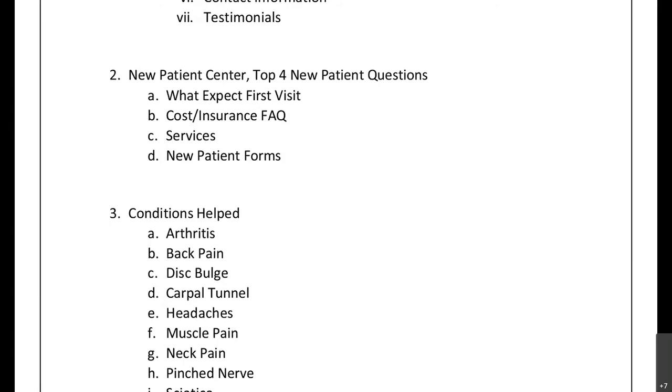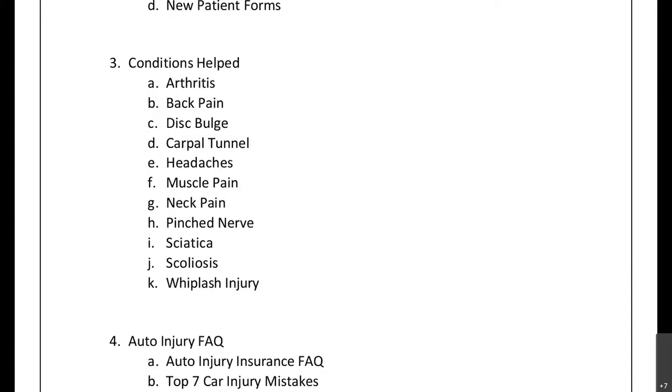Even if you just left this out of this category, the tab right next to it is the cost insurance FAQs. What to expect on your first visit, the services, new patient forms, that's getting them comfortable, but those are secondary. Cost is primary, so we will have a tab with cost alone. Now it's good to have a tab that says conditions helped. Again, these are secondary. Remember, the 4 categories I covered first are the 4 most important factors.